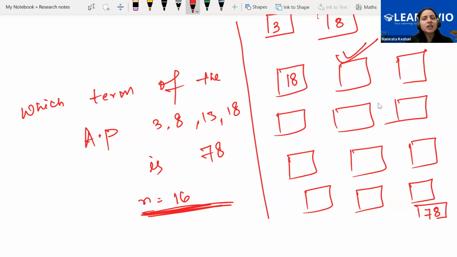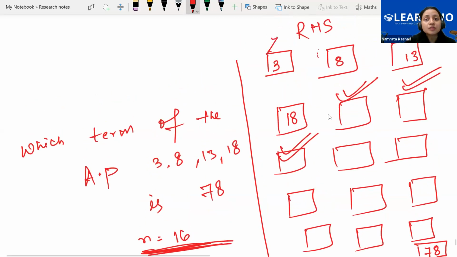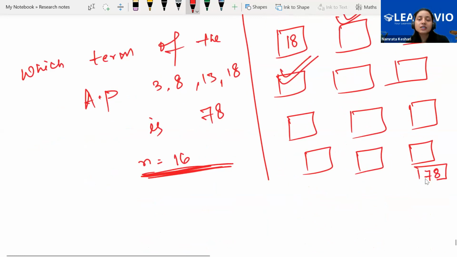What is sitting over here? There must be a number. We are just calculating how many boxes, how many places, how many terms are there. These are called terms: the first term, the second term, the third term. So how many terms are there? If the 16th term is 78 and 78 is also the last term, that means total 16 terms are there. Am I making sense to all of you?